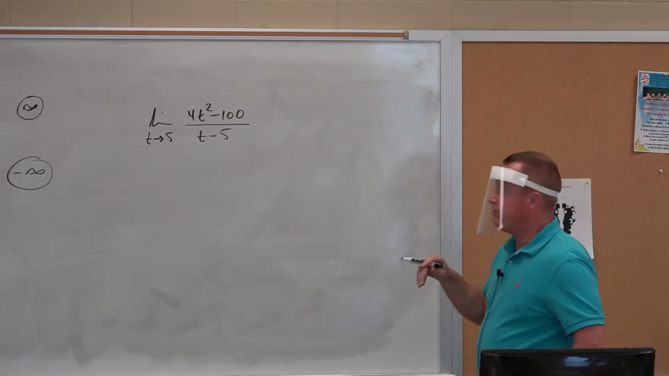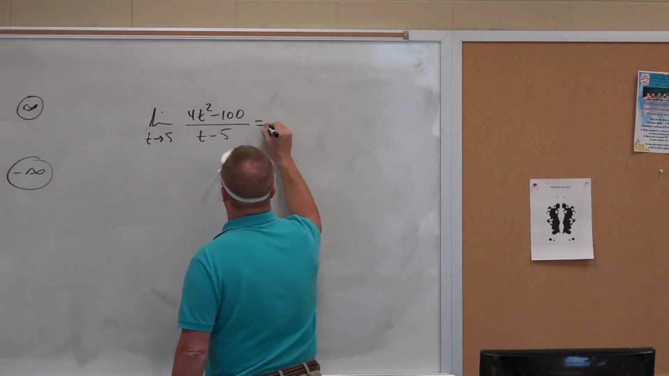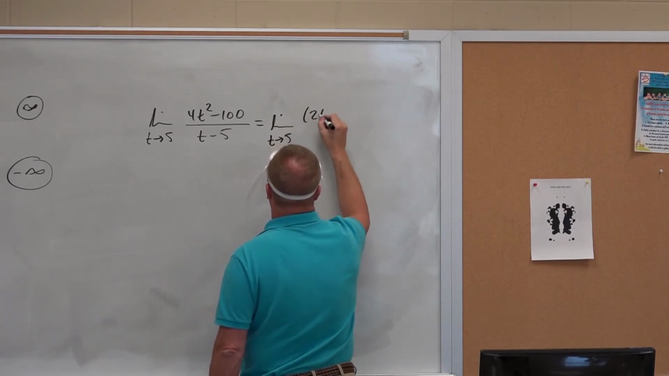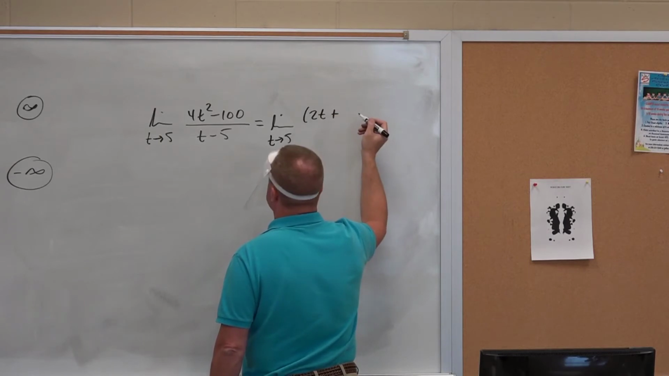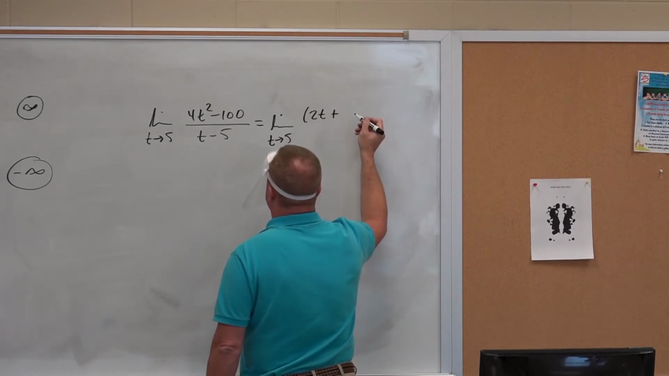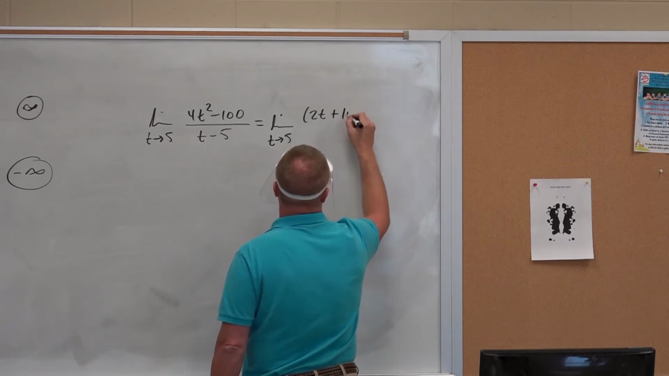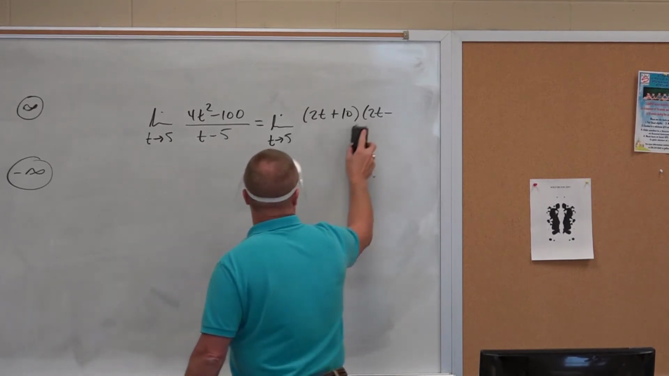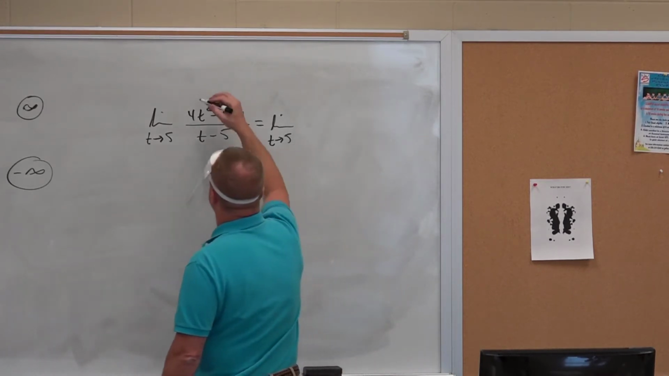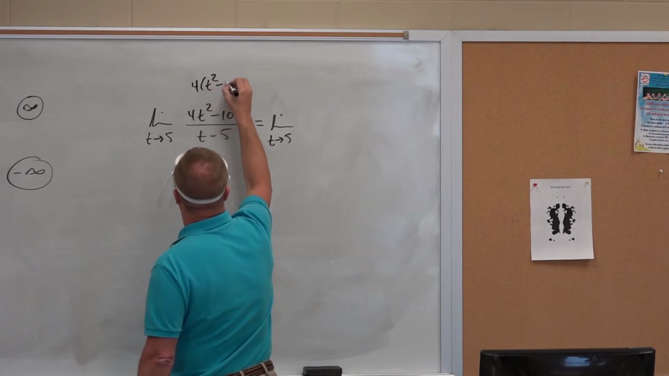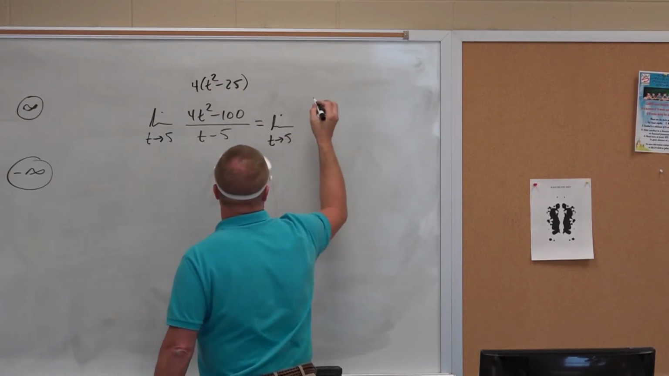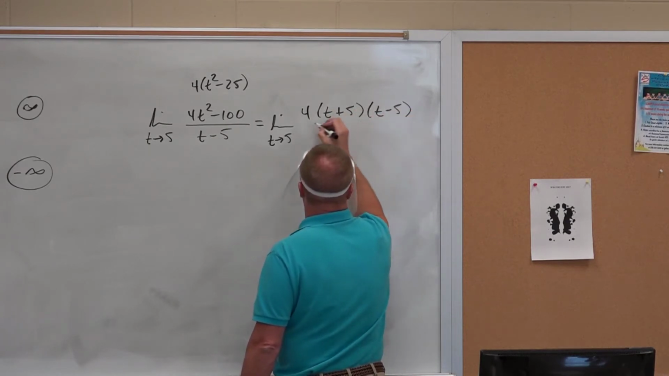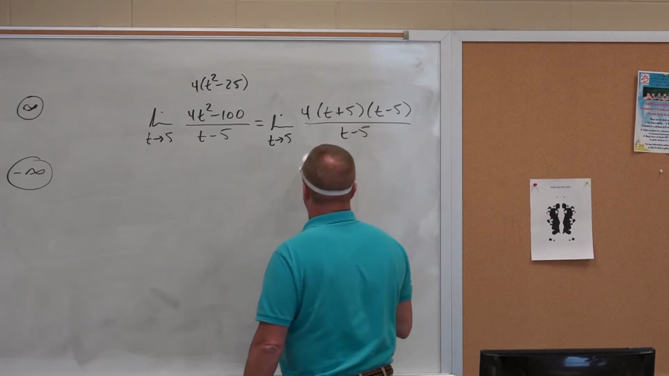Difference of 2 squares. So I would factor that and see what happens. So I'll have the limit as t approaches 5 of 2t squared minus 10. I tell you what, let's take a 4 out first. So if I factor a 4 out, that'll be t squared minus 25. So I will get 4 times t plus 5 times t minus 5 over t minus 5.